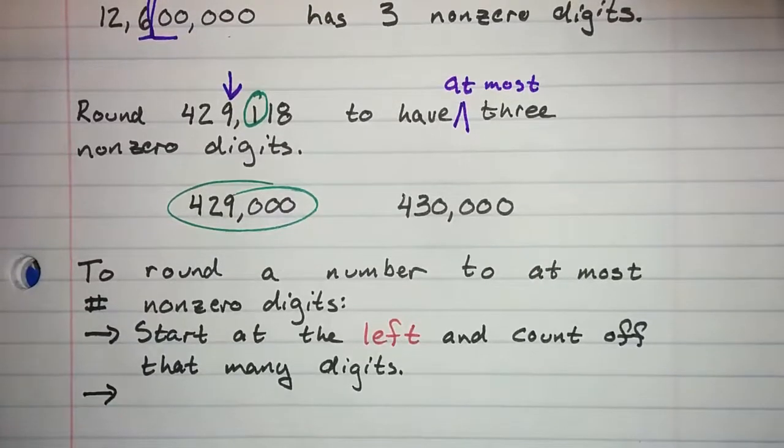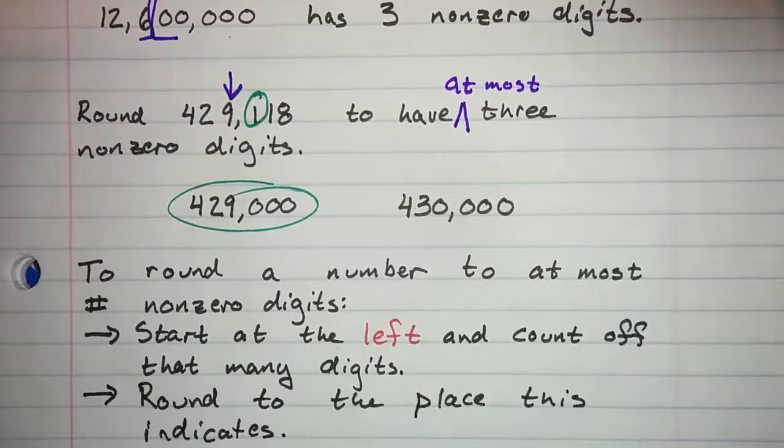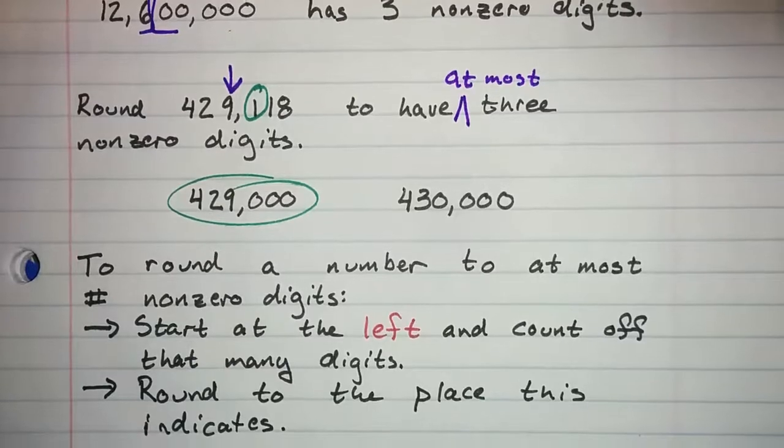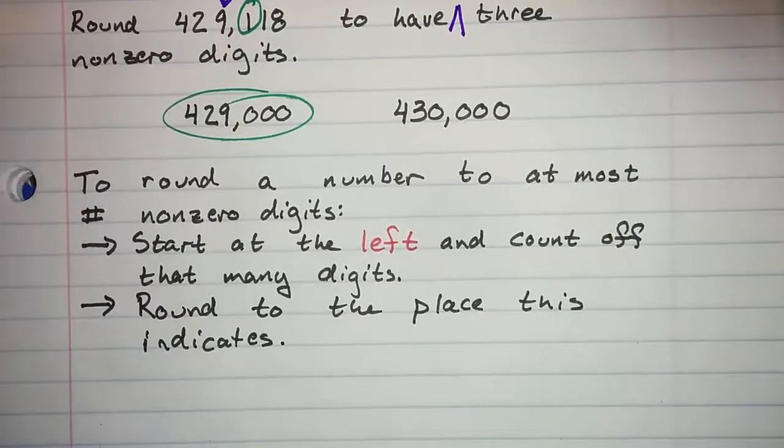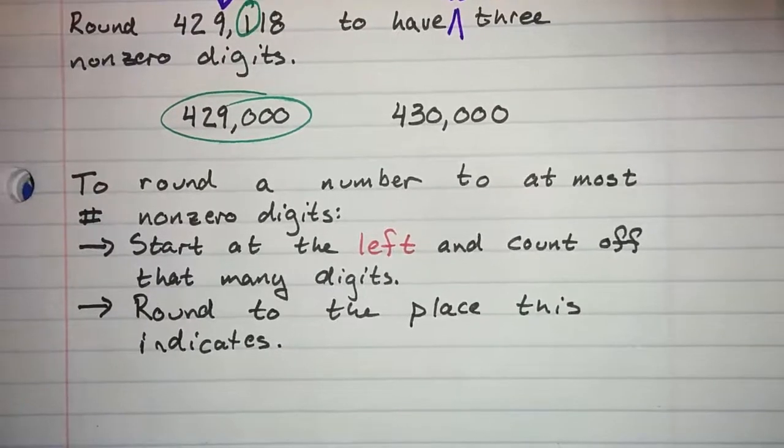That tells us what place to round to. So we'll just round to the place that we've found by counting that way. We can say the name of that place in our head if we want to. We don't really need to. So let's see another example.